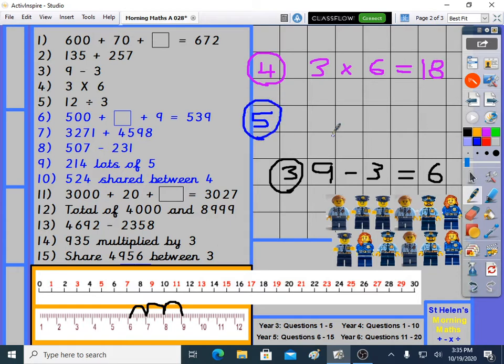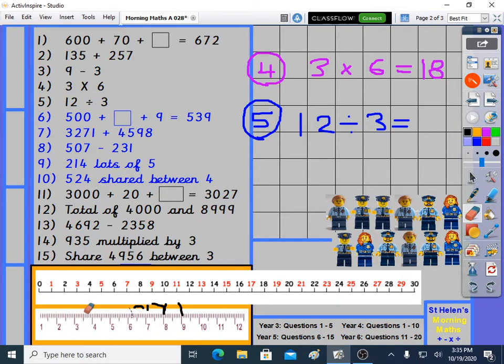Question 5. 12 divided by 3. Did I say question 8? I don't know what I said. Question 5. Sometimes I forget what I've said and if it's right or not. Anyway, question 5 is 12 divided by 3.